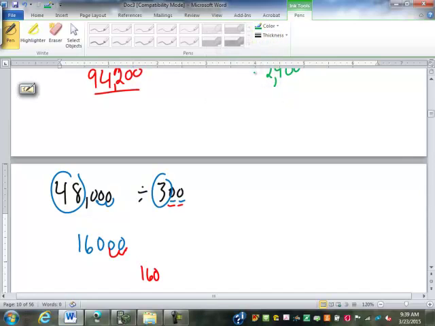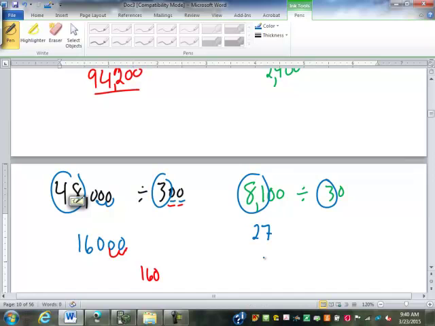So let's say we have 8,100 divided by... Let's do 30. So we start out by doing 81 divided by 3 is 27. So we got the 2 zeros there yet. Now we got to do this 0, move the decimal point over 1, 270.